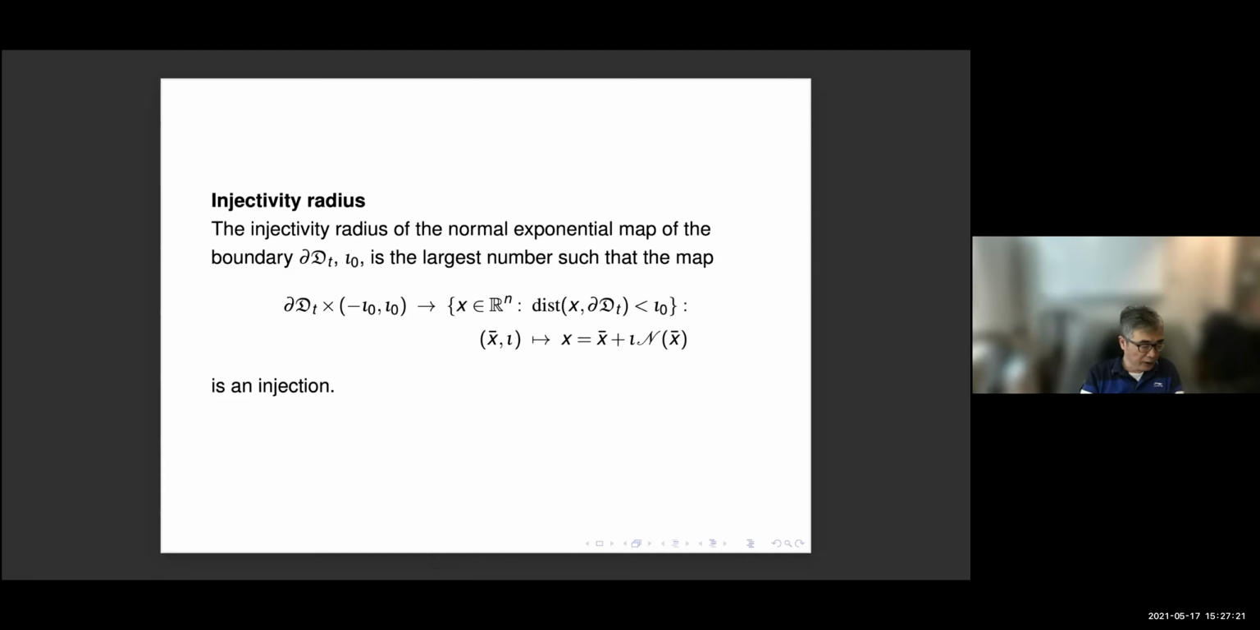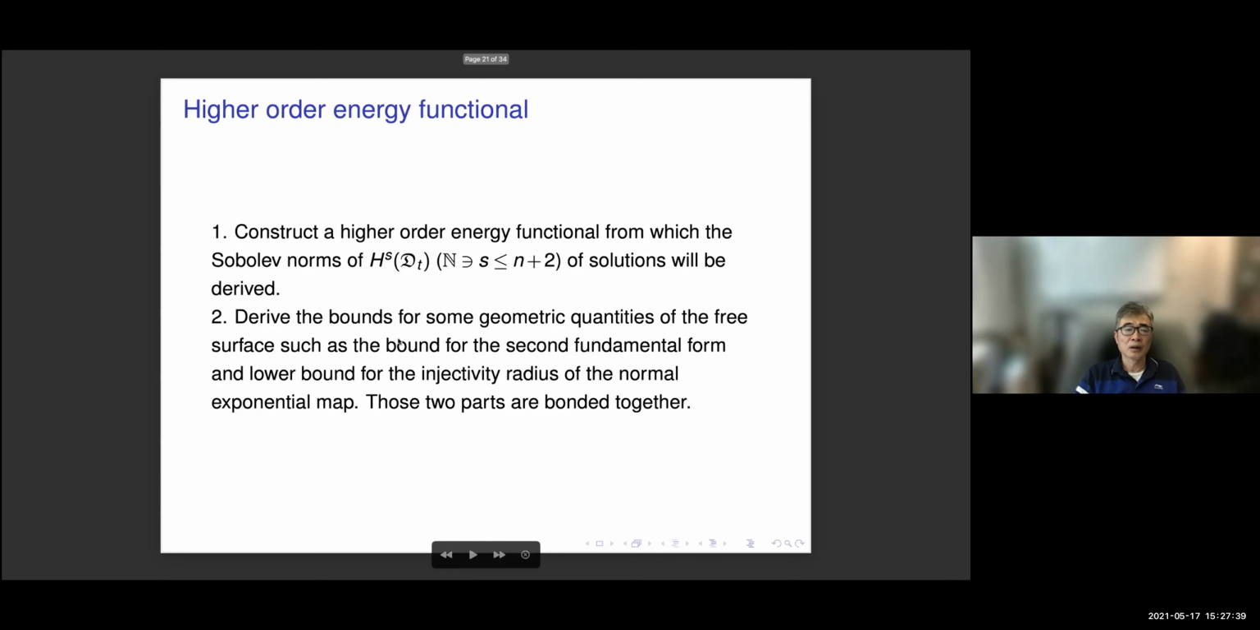The lower bound of this injectivity radius is important in the free boundary problem, because it is used to prevent the surface from self-intersecting. So the thing is to construct the higher order energy functional. So let's go to this energy functional.